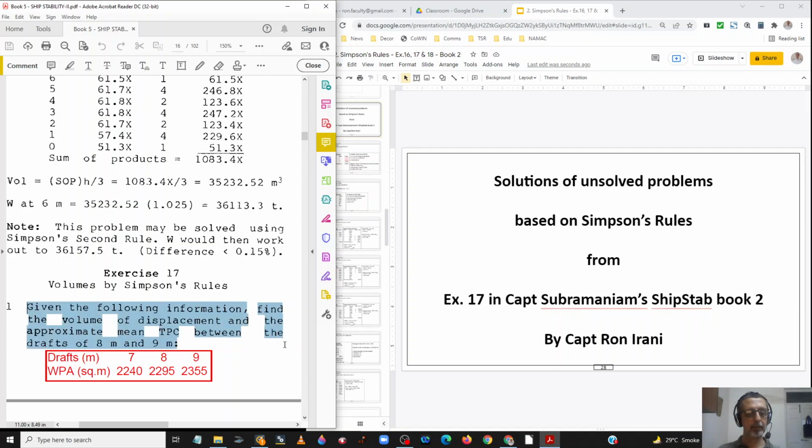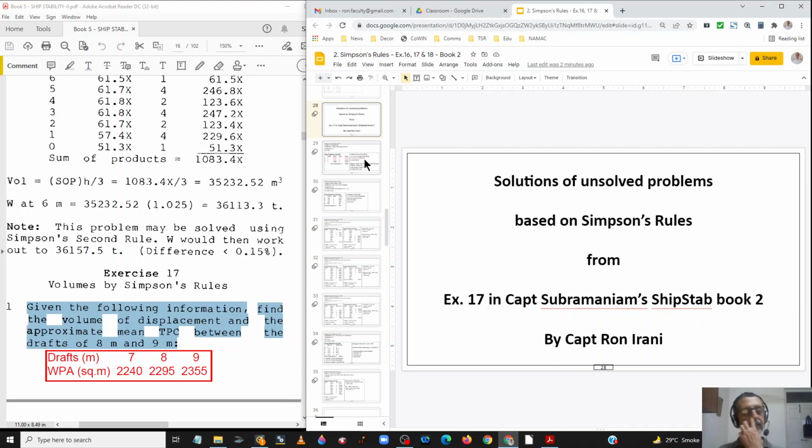problem number 1. Given the following information, find the volume of displacement and the approximate mean TPC between the drafts of 8 and 9 meters. And the data given is for the draft 7, 8 and 9 meters, water plane area being 2240, 2295 and 2355 square meters. So let's see how we can work this out.